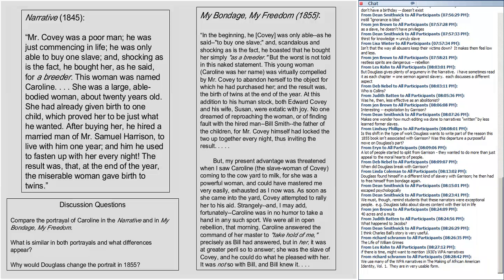And then in My Bondage and My Freedom, he brings Caroline back for another review. Once again, he describes her being purchased as a breeder by the slave breaker Edward Covey. But when you get to the story of the battle with Covey in My Bondage and My Freedom, Caroline makes a very interesting and significant appearance. She does not make an appearance at all in the battle with Covey in the narrative, but 10 years later in 1855, she makes an appearance. And it's something that I'd strongly recommend that you look at.